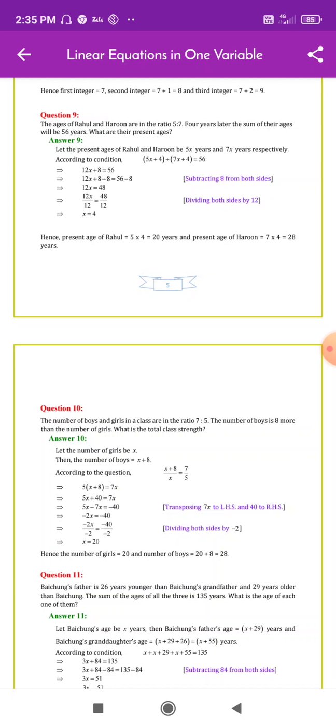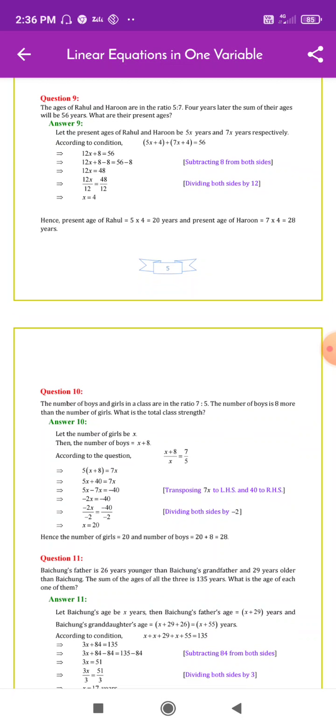Let the present ages according to the ratio be 5x years and 7x years. Okay, so according to the question, after 4 years, it means we have to add 4 to the numbers, that is 5x plus 4 and 7x plus 4 equals 56.